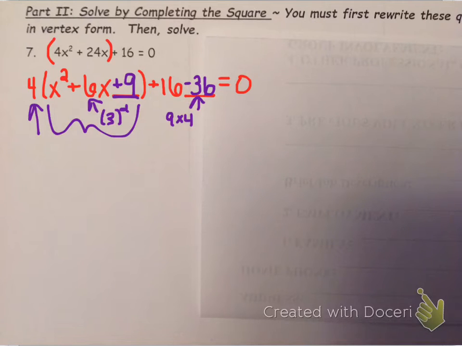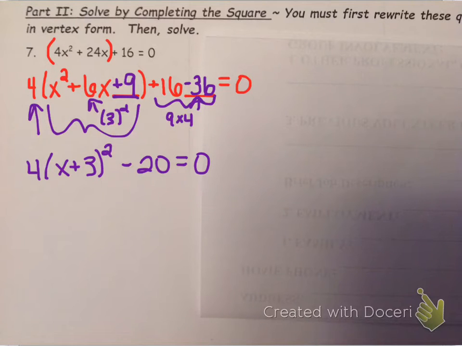So we have our a, our 4, out in front. Our parentheses are now a perfect square, and we can factor it as x plus 3 squared. And then the constants at the end combine to give us negative 20. And it's all set equal to 0. But now it looks exactly like questions 2 and 3. And so now we can begin the process of rearranging to solve.